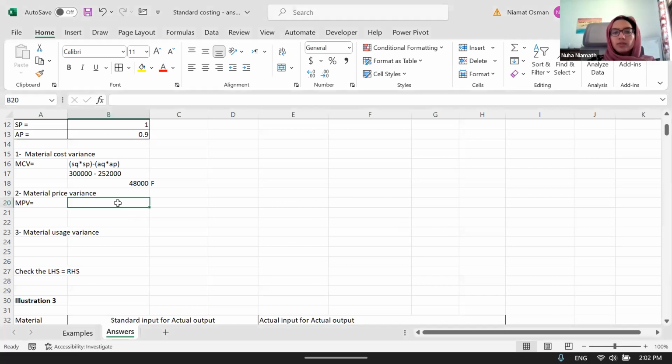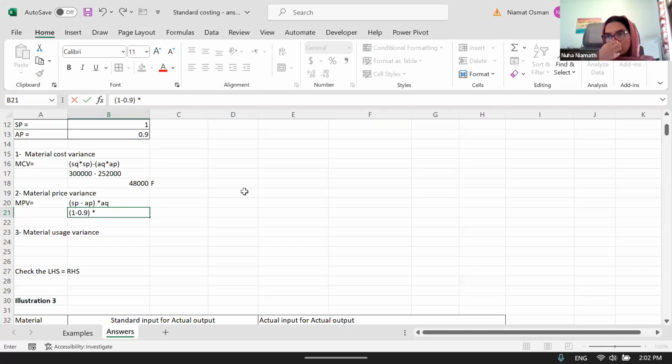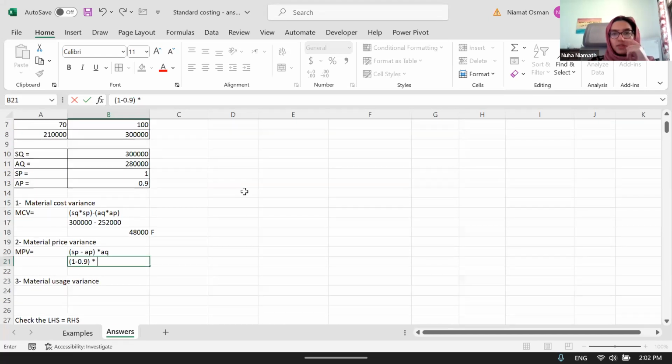Okay, so like you said, SP minus AP into actual quantity because you will always pay for the actual quantity. Can somebody tell me what is SP minus AP? 1 minus 0.9 into AQ. What is AQ? AQ is 2,80,000. So what is the final amount? 28,000. Favorable.